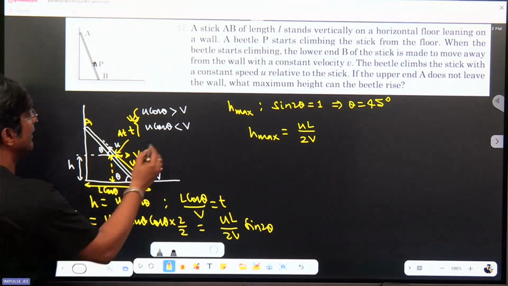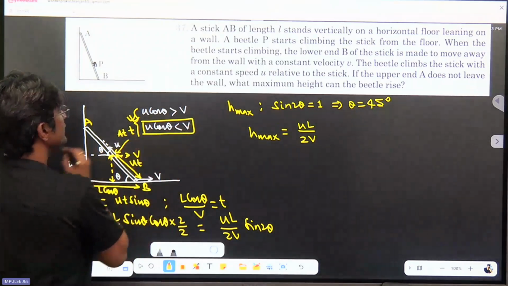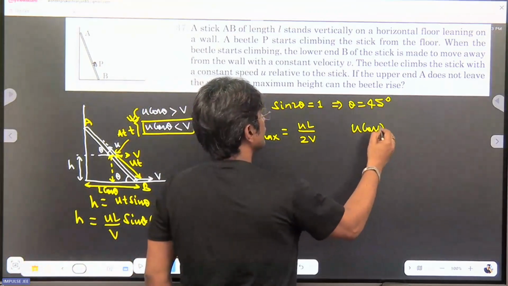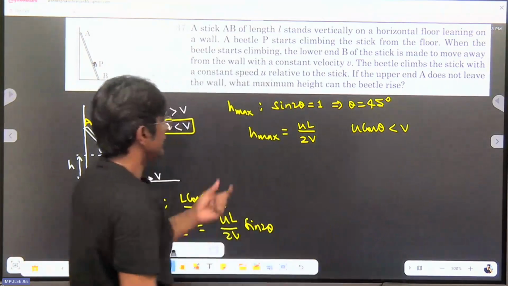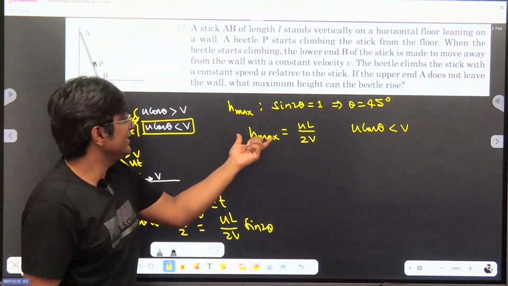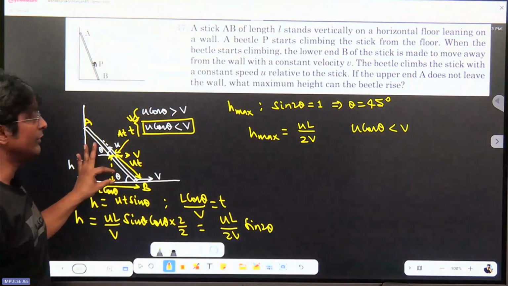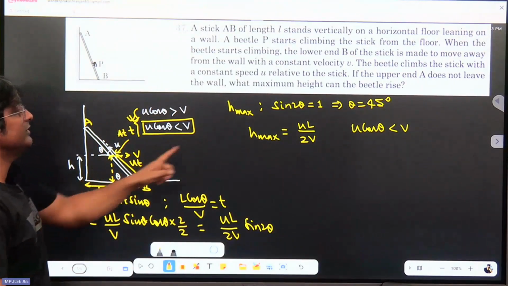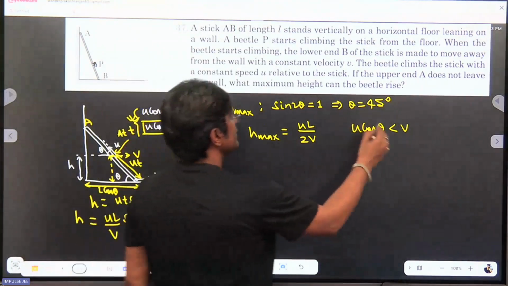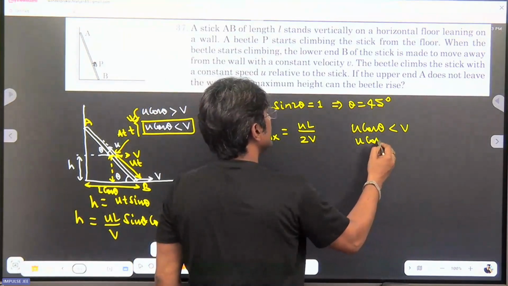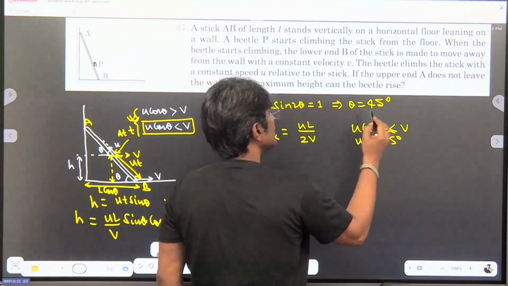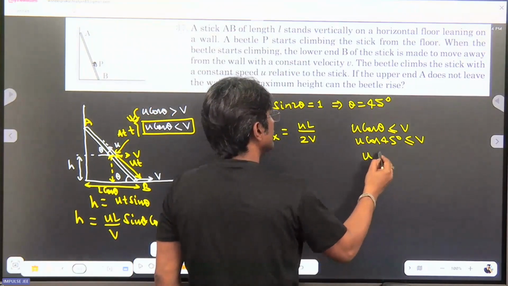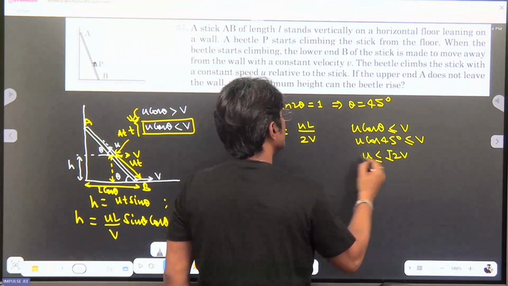What does it mean? After that, this holds true, means u cos theta is now less than v. That's why after reaching this height at this particular angle of 45 degrees, it starts falling vertically down. So this is the maximum height reached, and here this theta value is nothing but 45 degrees. You can give this equality sign also. So this is root 2 v.